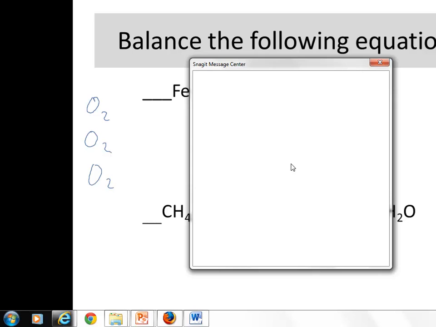Let's start with the hydrogens. I have 4 on this side and I need to have 4 on this side, but there are only 2. What do I need to multiply 2 by to get to 4? So I need 2 of these. Why did you start with H and not C? Well, C's already balanced. There's 1 of each.